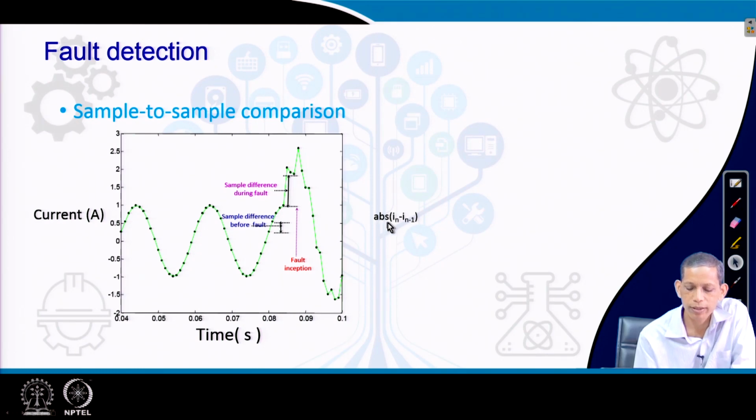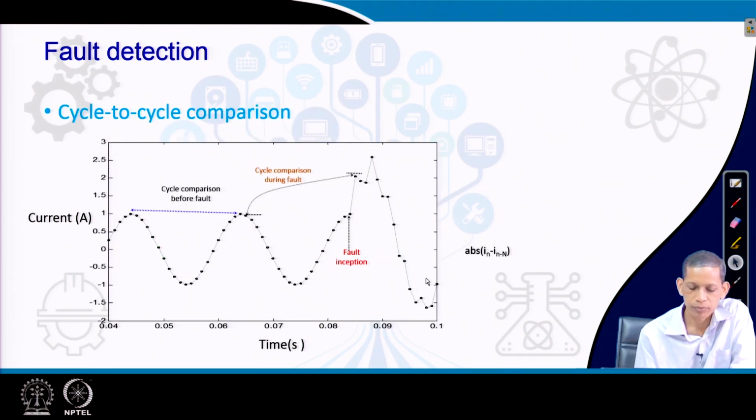If you take I n minus I n minus 1, where n corresponds to the present sample value and n minus 1 to the earlier sample value, you subtract them and take the absolute value. During the fault, this change is much more significant compared to the pre-fault case. So, whenever this change is significant, you can use a suitable threshold for the purpose. Whenever this change becomes significant, the relay declares that this is a fault situation, and then further activities can be carried out.